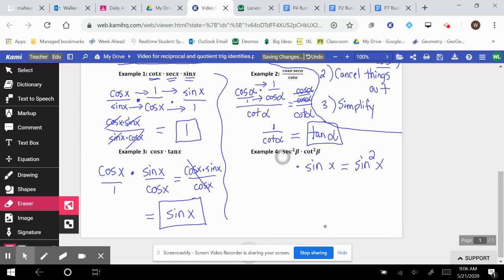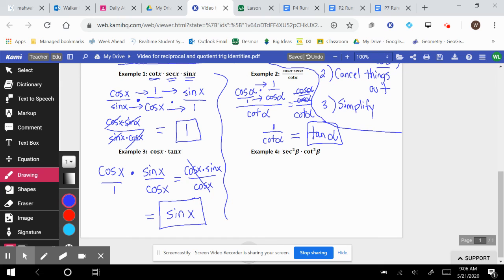Okay, so when you guys see this here, secant squared of beta times cotangent squared. Okay, so secant, remember, write it in terms of sine and cos. Secant is 1 divided by cosine. So secant squared is 1 over cosine squared. Cotangent, remember, is cosine divided by sine. So I have cos beta over sine beta. Oh, and excuse me, it was cotangent squared. So that's cosine squared beta over sine squared.